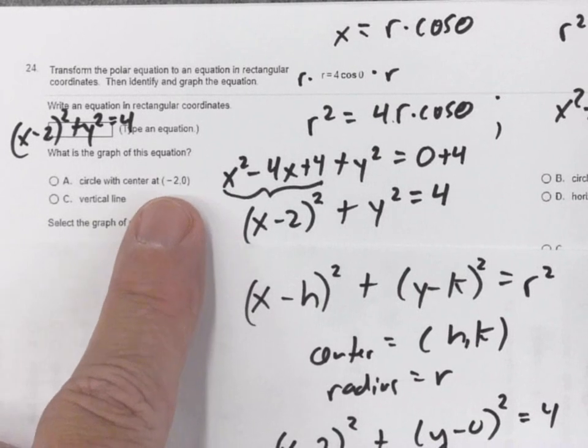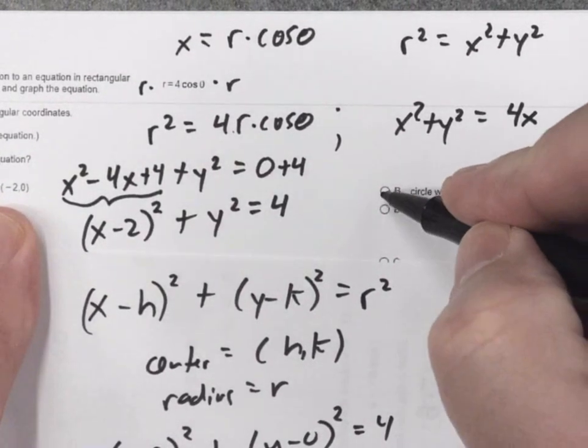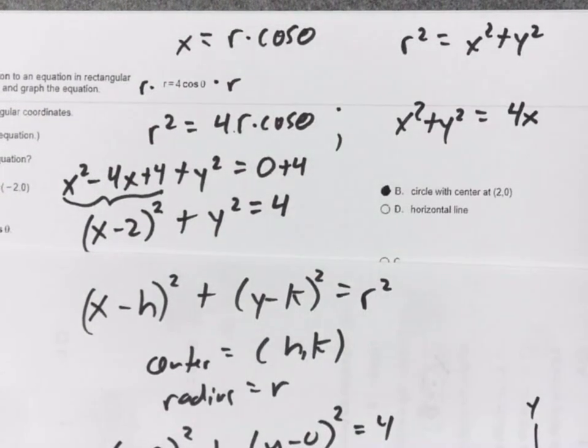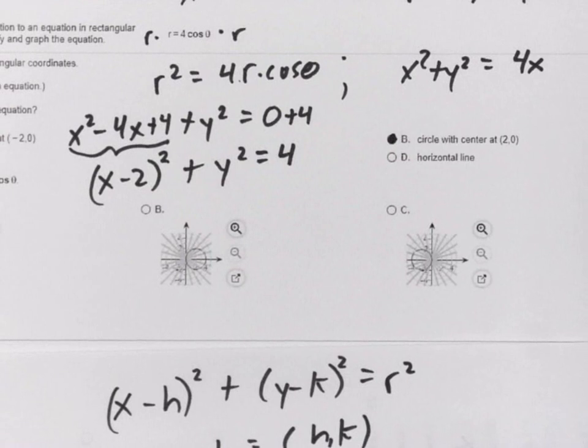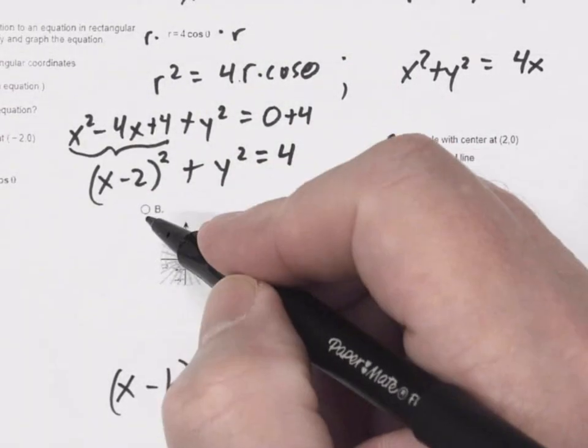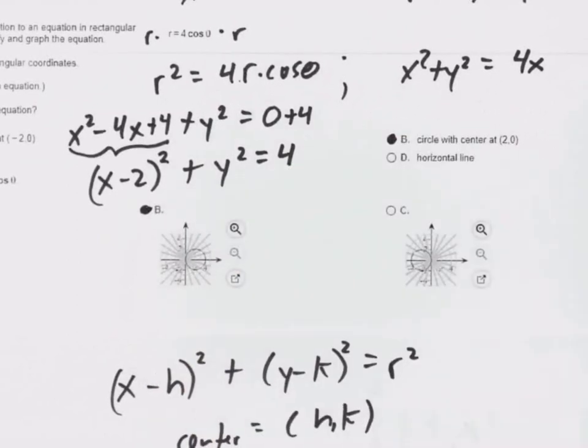And the graph is a circle with the center at (2, 0). And then if we look and try to find which one of these it looks like, it's going to be this one. All right, so those are the kinds of problems you'll be given where you are going to convert an equation in polar coordinates to an equation in rectangular coordinates.